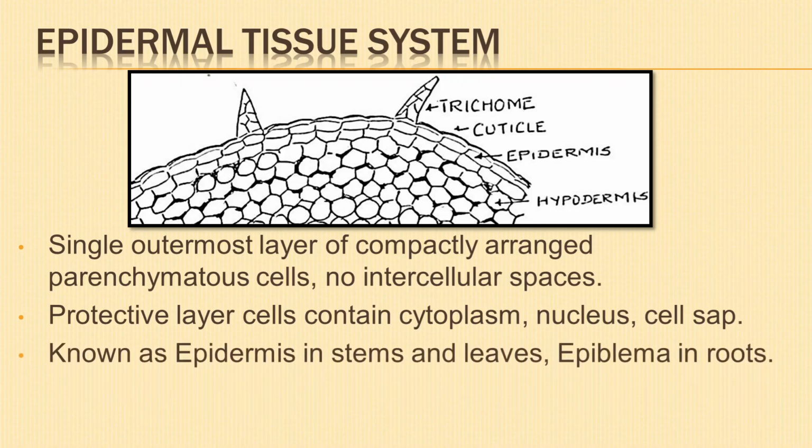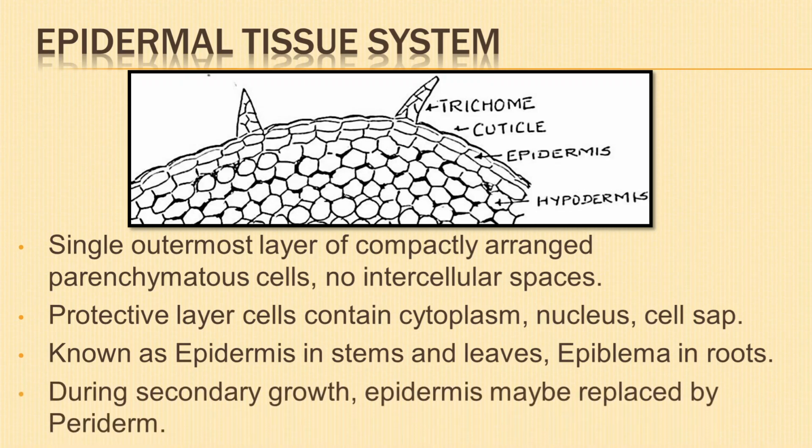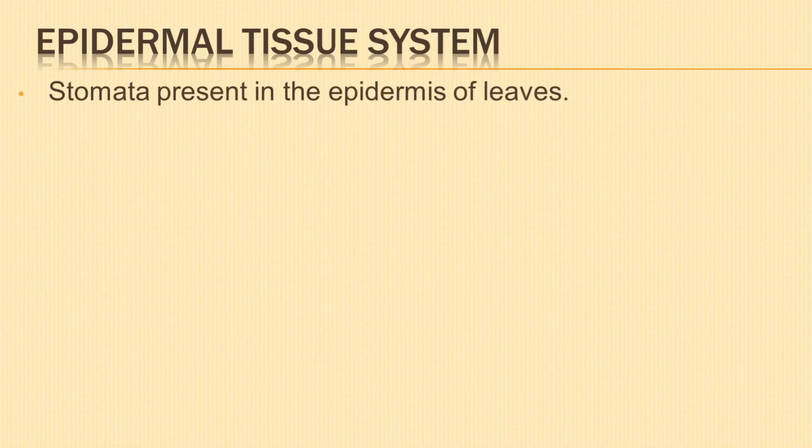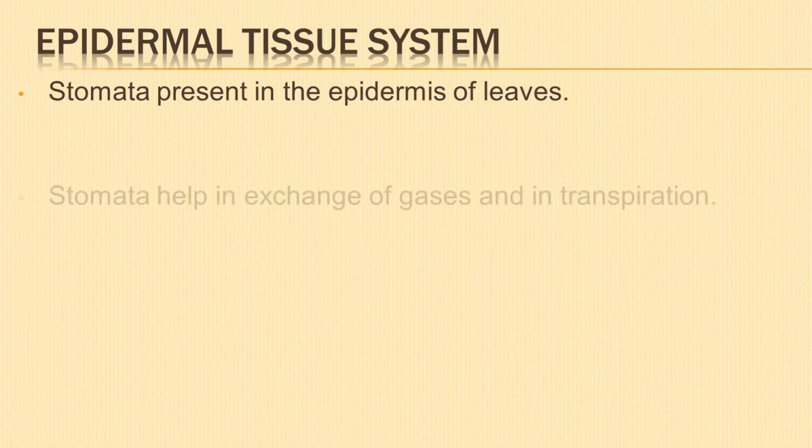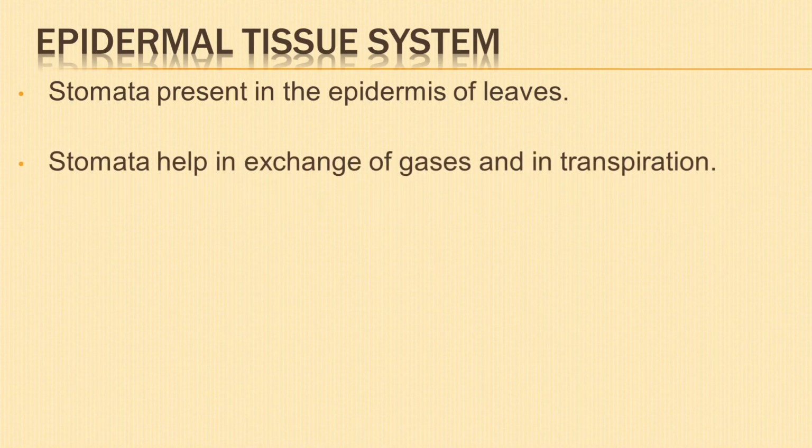During primary growth, the covering of plant body is known as epidermis. In roots, it is known as epiblemma or piliferous layer or rhizodermis. During secondary growth, the epidermis may be replaced by periderm. In the leaves, the epidermis possess numerous minute openings called stomata for exchange of gases and transpiration. The leaves possess both upper and lower epidermis.